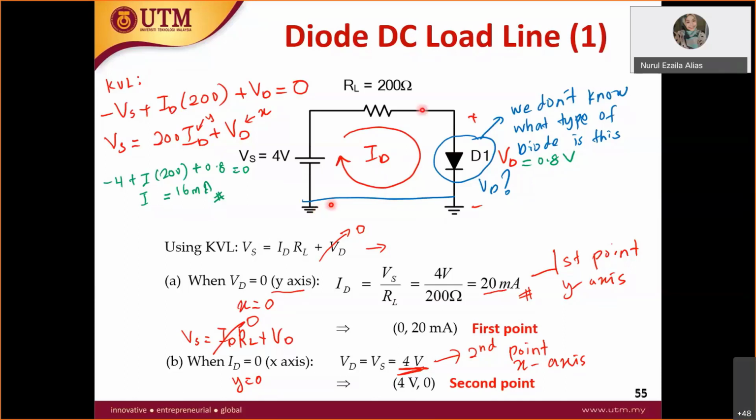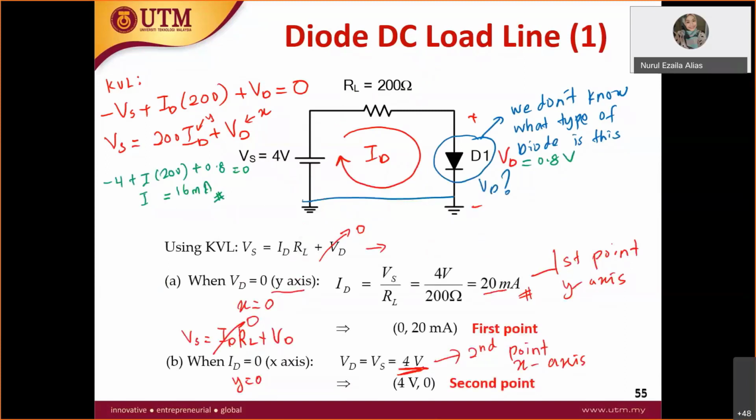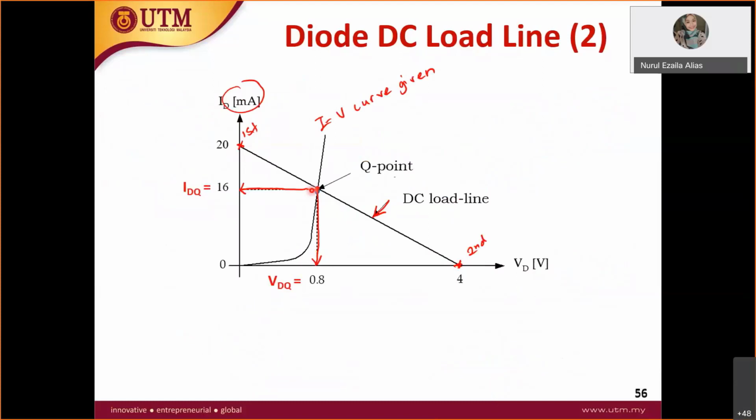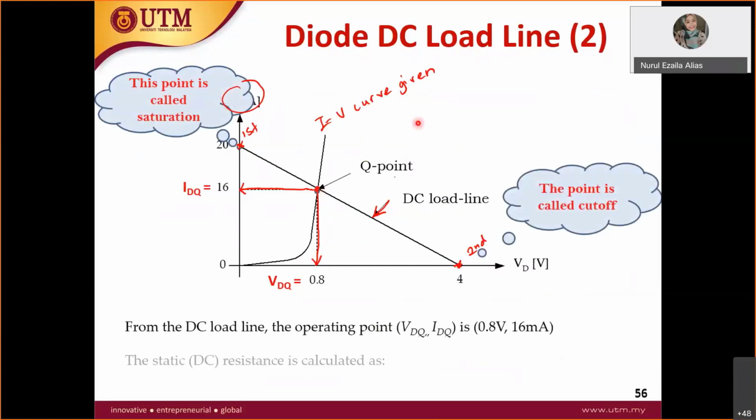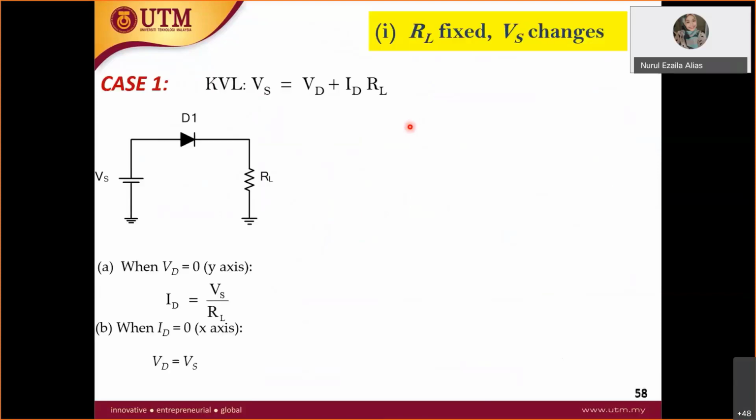So the value of the load resistor as well as the voltage affects the Q point. Of course it will affect the Q point, because if this resistor and this voltage change, the first point and second point also change. When the first point and second point change, the Q point also changes, either going downward or upward. So this is the effect of RL and VS on the DC load line.